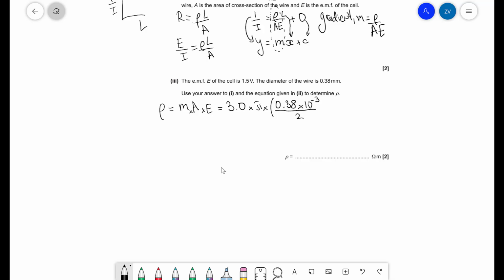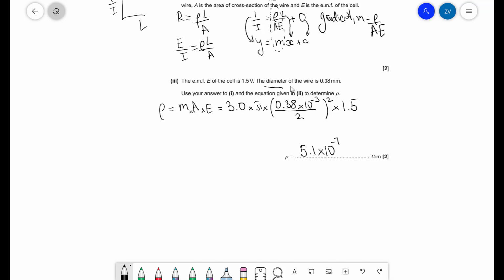We're going to be dividing that by 2 because we're given the diameter, and we're going to square this. So this guy over here, that's your cross-sectional area. And after we've done this, we need to multiply by the EMF, which is 1.5. So if we were to plug this into a scientific calculator, let's see what we are going to get. Times 1.5, we're going to get approximately 5.1 times 10 to the power of minus 7.